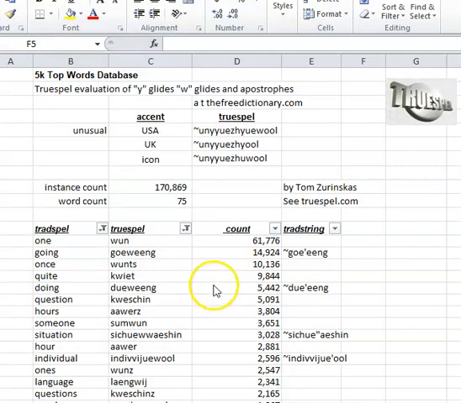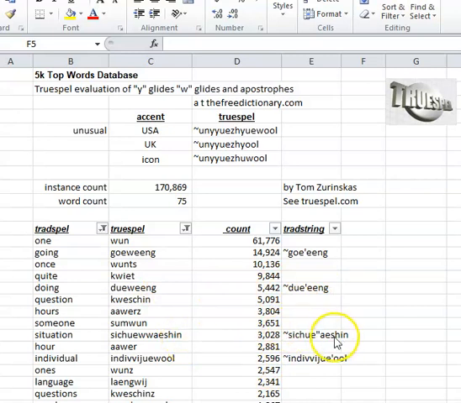And now I've changed to look into the W glide, and you see here there are no W's in this column in traditional spelling, but in Truespel there are W's. For instance, one and going. Could also be going. I put also the apostrophe form over here. If you pronounce it that way, I'm going, going. It can happen either way. Doing, doing.